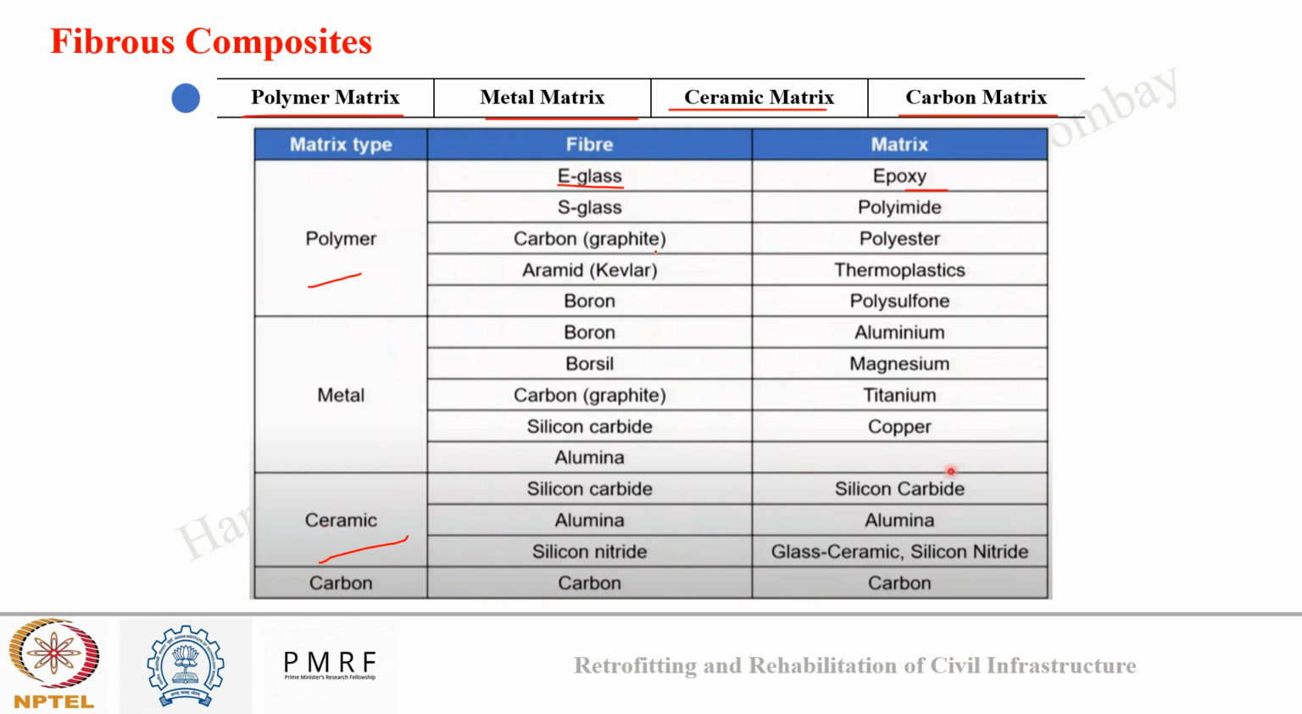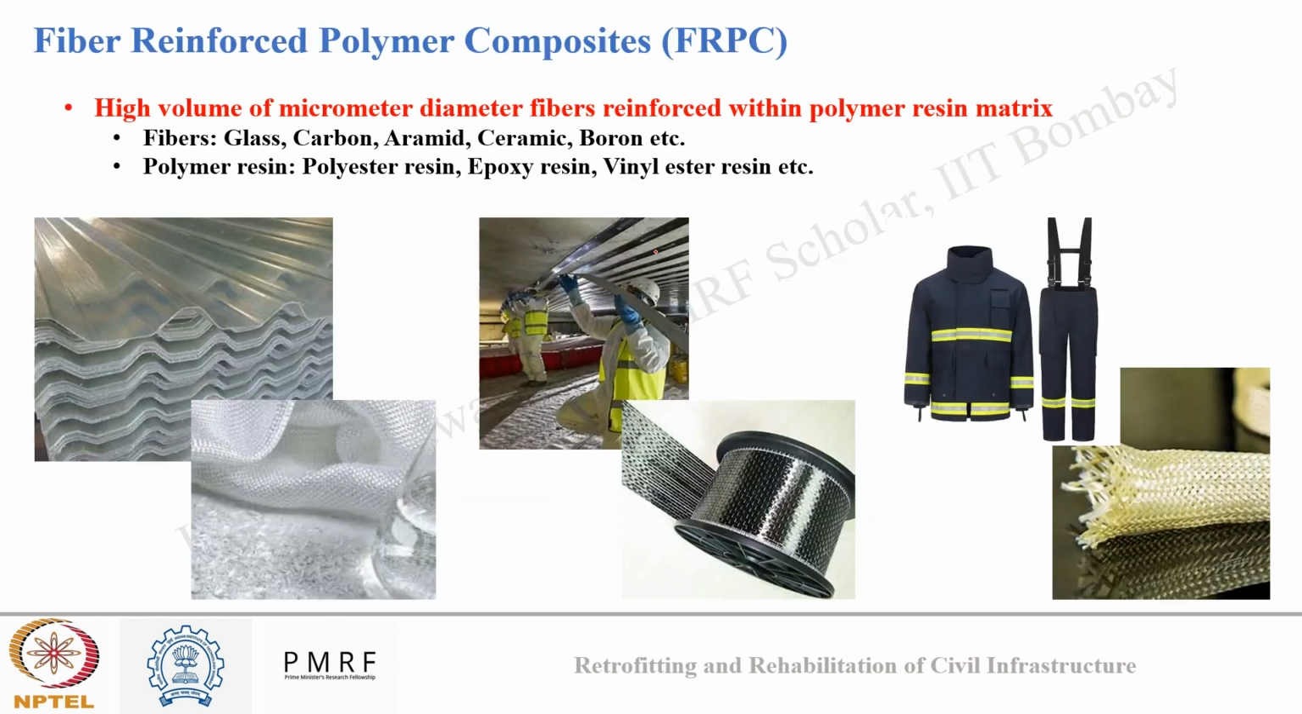Now, knowing the basics of composite and how we understand them as a combination of reinforcement part and a matrix part, let's dig deep into fiber reinforced polymer composite, also known as FRPC. FRPCs are composites in which a high volume of micrometer diameter fibers are reinforced within a polymer resin matrix. In this, the reinforcement part consists of fibers and the matrix part is the polymer resin.